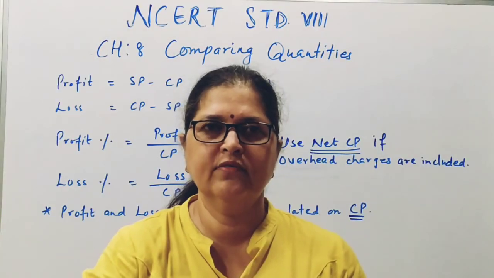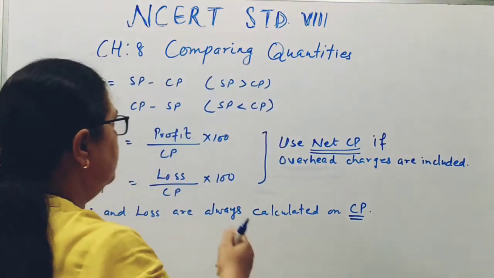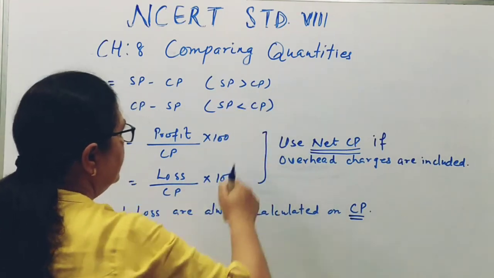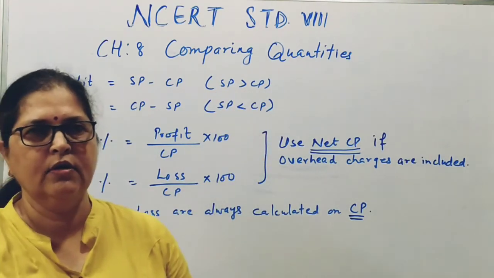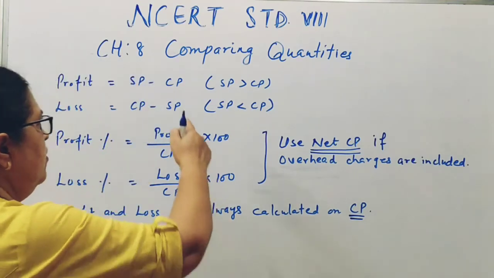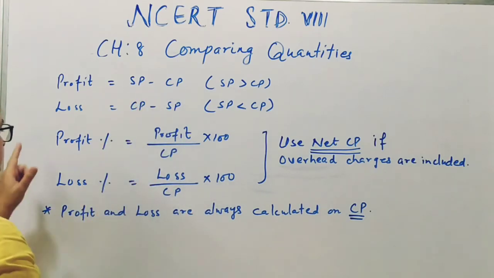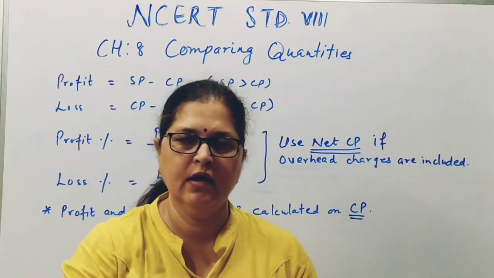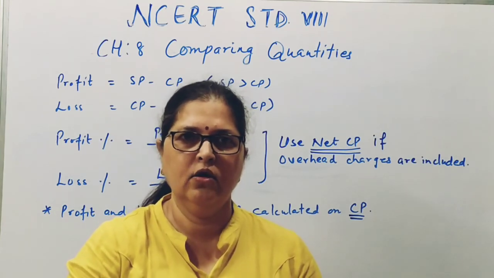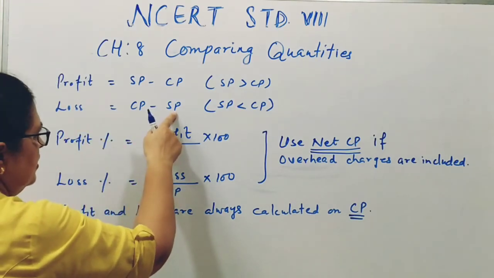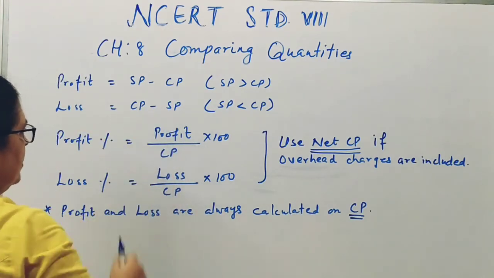Next is how to decide whether there is a loss or profit in the transaction. So whenever selling price is greater than the cost price of the article, there is a profit. So profit can be calculated by subtracting cost price from the selling price. At the same time, if selling price is less than the cost price of the article, then there is a loss in the transaction, and loss can be calculated by subtracting selling price from the cost price.